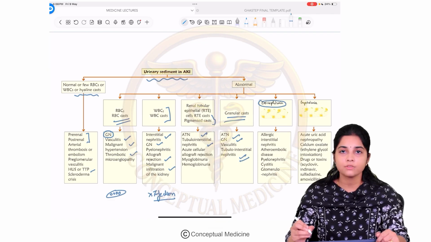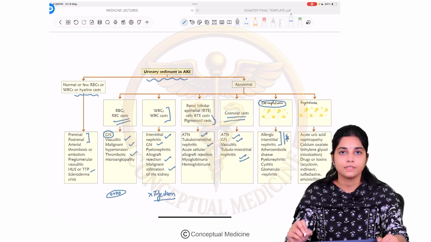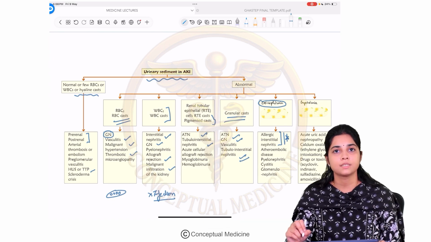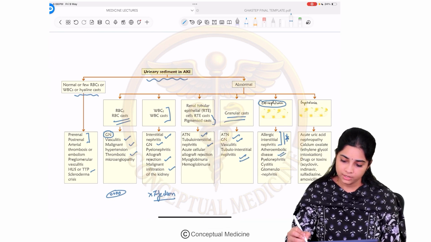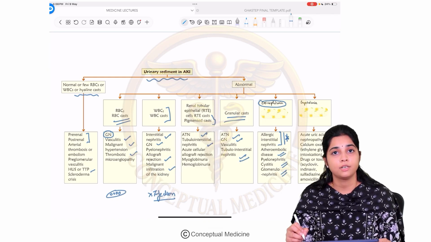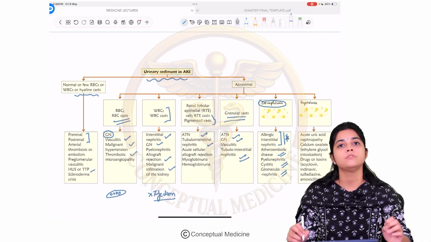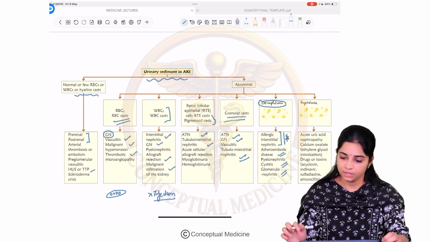Eosinophiluria. When do you find eosinophils in the urine? You can find it in allergic interstitial nephritis. So, it's very, very important. Allergic interstitial nephritis, atheroembolic disease, pyelonephritis, glomerulonephritis, all of these are causes of eosinophiluria.